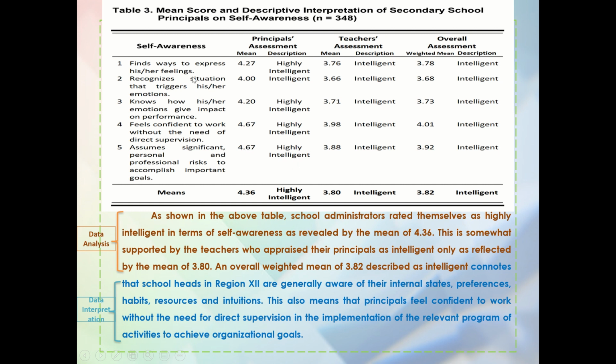Tapos, pwede nyo sabihin yung lowest naman. The lowest self-awareness statement is recognize a situation that triggers his or her emotions with a mean of 4.0 and a verbal description of intelligent. So that is for the principal. And then you can also do the same for the teacher. And then you can also do the same for the overall assessment.